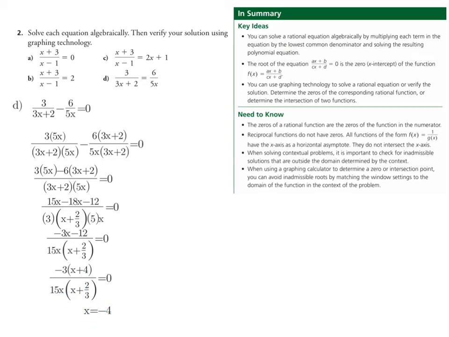Let's check our answer. Put a -4 here. We got 3 times -4 is -12, plus 2 is -10. So 3 over -10. And here we're going to get 6 over -20. And sure enough, 3 over -10 is the same as 6 over -20.